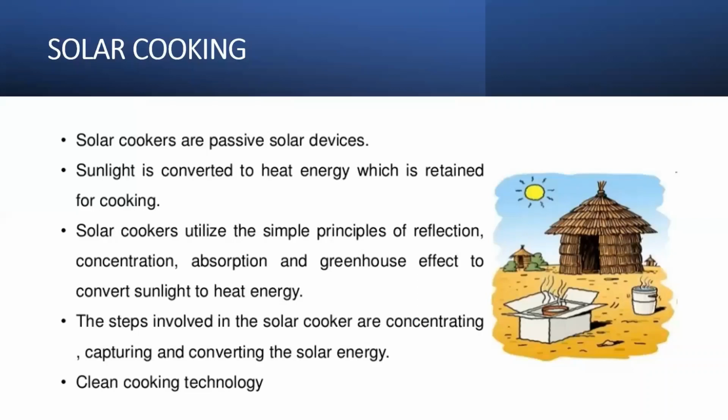Now we will see what solar cooking is. Solar cookers are passive solar devices. Sunlight is converted to heat energy, which is retained for cooking. Solar cookers utilize the simple principles of reflection, concentration, absorption, and the greenhouse effect to convert sunlight to heat energy. The steps involved in a solar cooker are concentrating, capturing, and converting the solar energy. It is clean cooking technology. So this is what we mean by solar cooking.